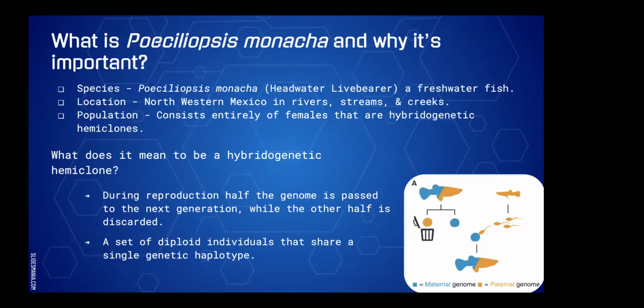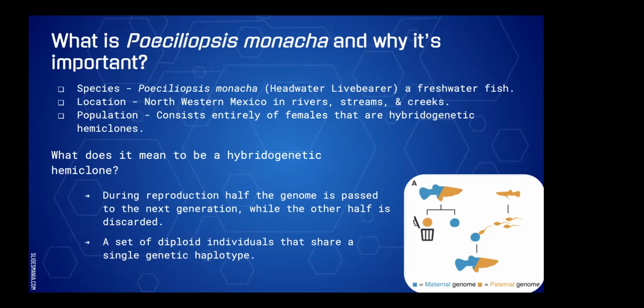Poeciliopsis monacha, or P. monacha, is a type of freshwater fish that is also known as a headwater livebearer that resides in northwest Mexico in rivers, streams, and creeks. The P. monacha population consists entirely of females that are hybridogenetic hemiclones. A hybridogenetic hemiclone is an organism where during their reproduction process, half of their genome is passed to the next generation, while the other half is discarded.